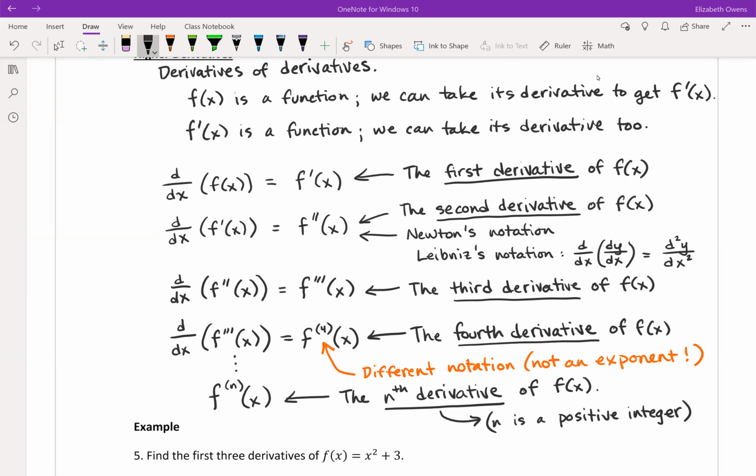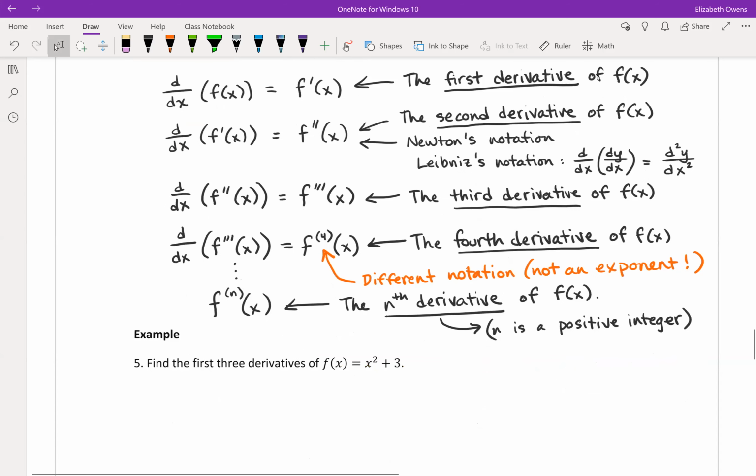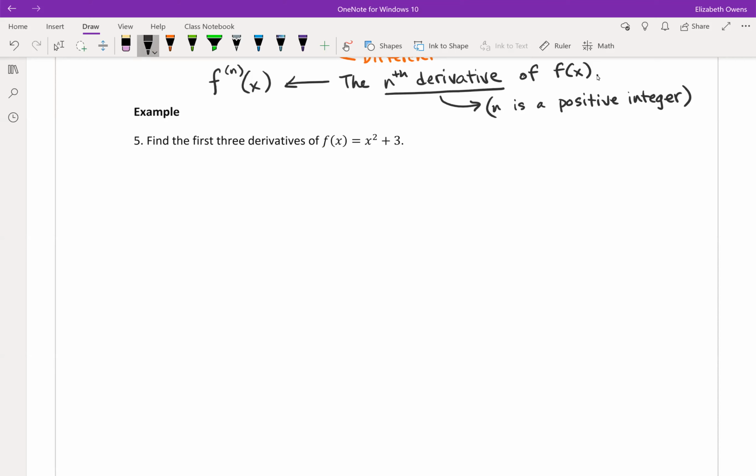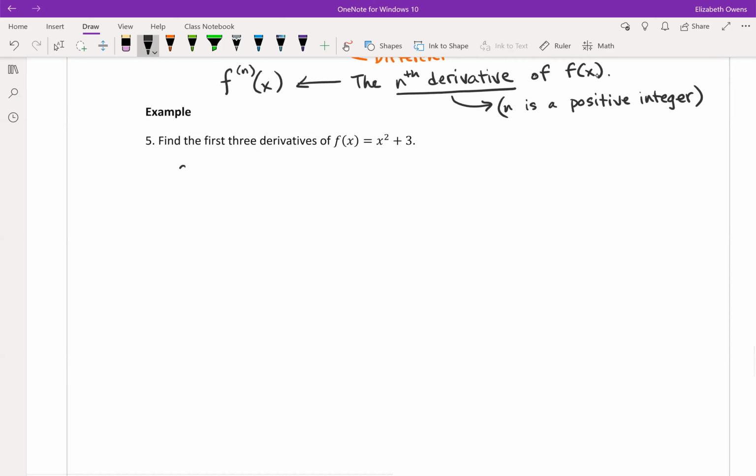Okay, we're ready to look at some examples of higher derivatives here. And in this example, we're told to find the first three derivatives of f of x equals x squared plus 3. So that's our original function. Let's write that down. F of x equals x squared plus 3, nothing too complicated there.